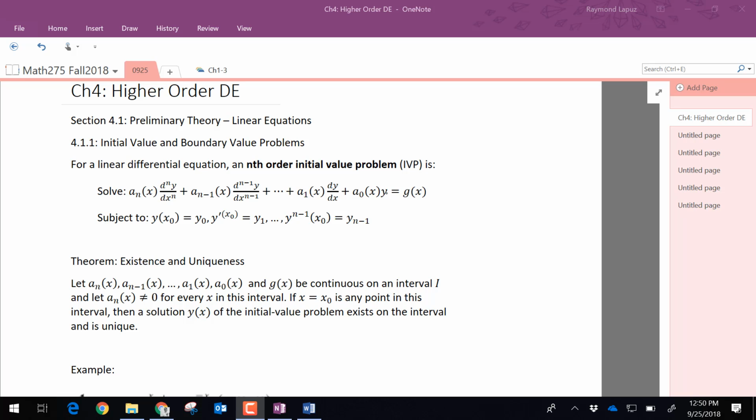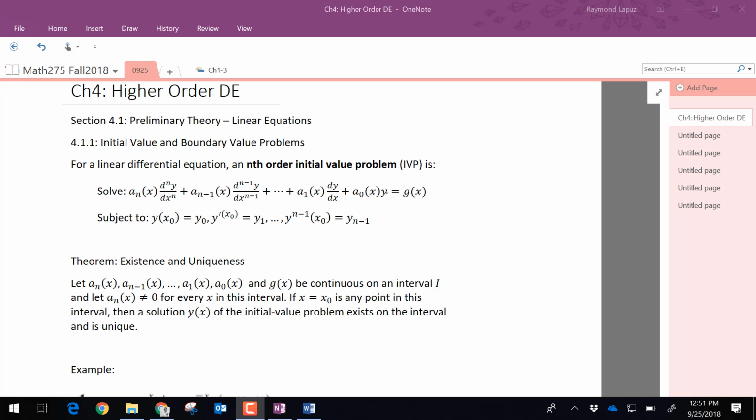And remember that to make it linear, we have to get the function y and its derivatives to not be composed with any other functions like the square root or sine or anything like that. That's what makes it linear. But we're allowed to have functions of x, like square root of x or the ln of x or x to the third power or whatever.